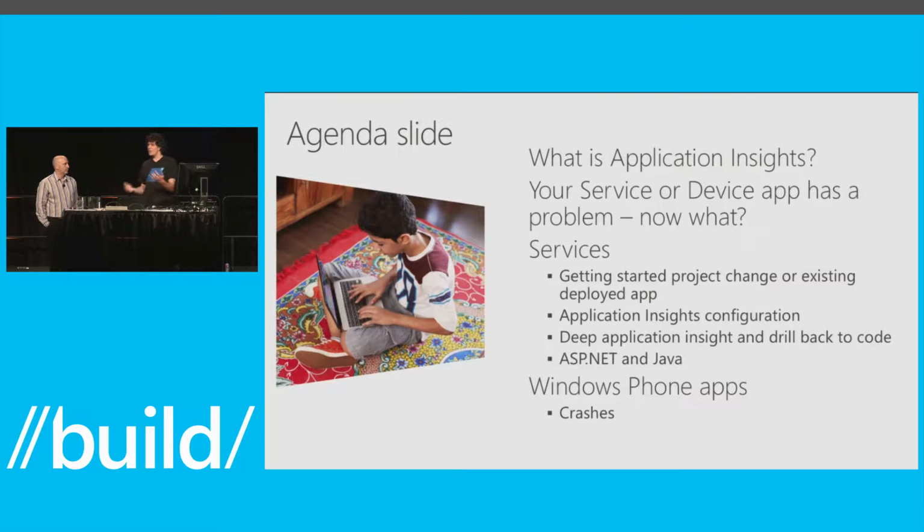We'll look at how to get started. We'll also look at all the different configuration options for Application Insight, and then really how you can get right back to code and really understand the line of code that's causing the issue or the dependency that's causing an issue. We'll do this across ASP.NET and Java apps, and we'll also look at some Windows Phone app crash data.